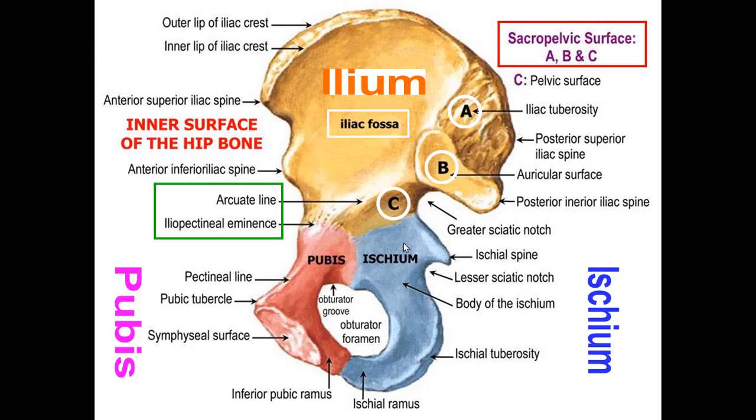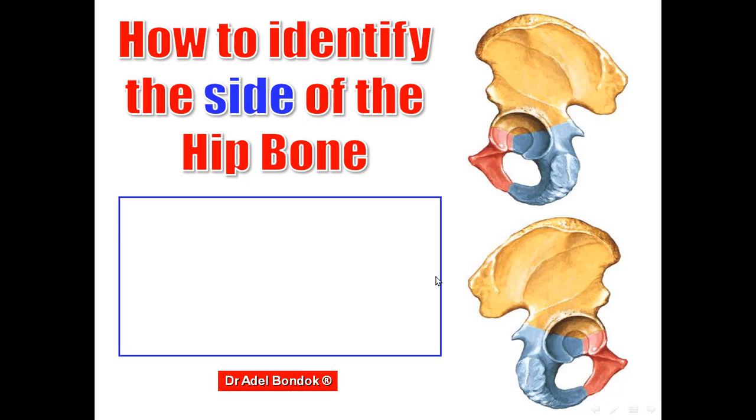This is the ischium, body of the ischium, ischial tuberosity, ischial ramus. This is ischial spine, greater sciatic notch, and lesser sciatic notch.